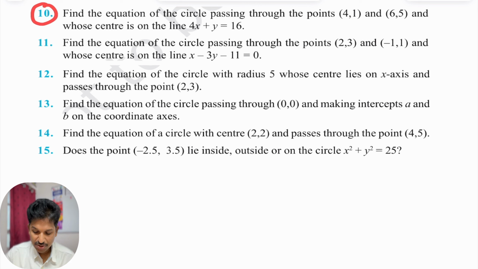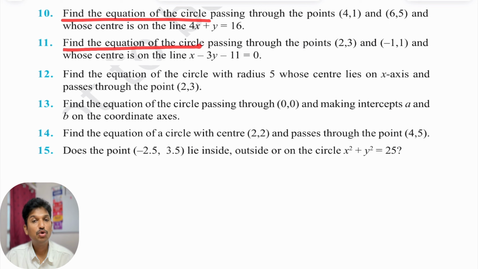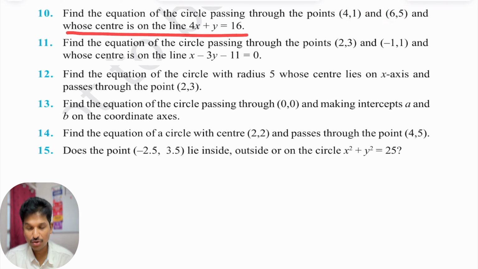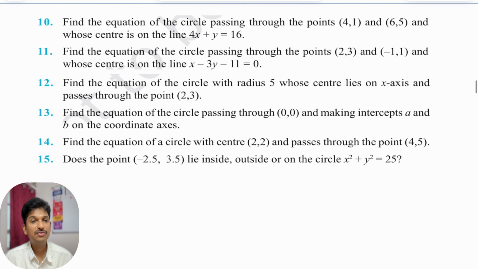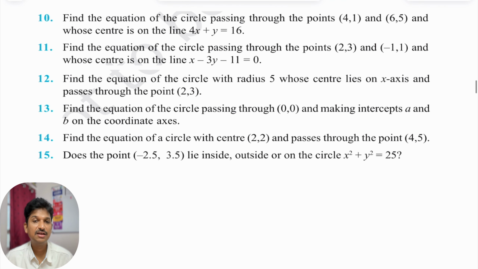You observe question number 10 and question number 11. They are similar. In these two questions, they are asking to find the equation of the circle. Which circle? The circle passing through 2 points, (4, 1) and (6, 5), and whose center lies on this line equation. The other question is also similar. The circle passes through 2 points and its center lies on a line. First, we'll do question number 10.